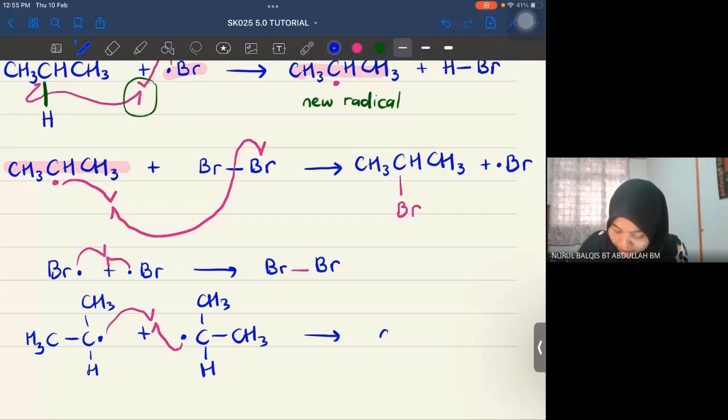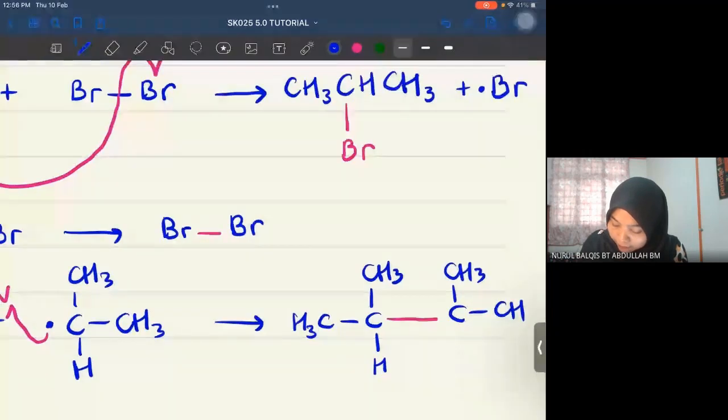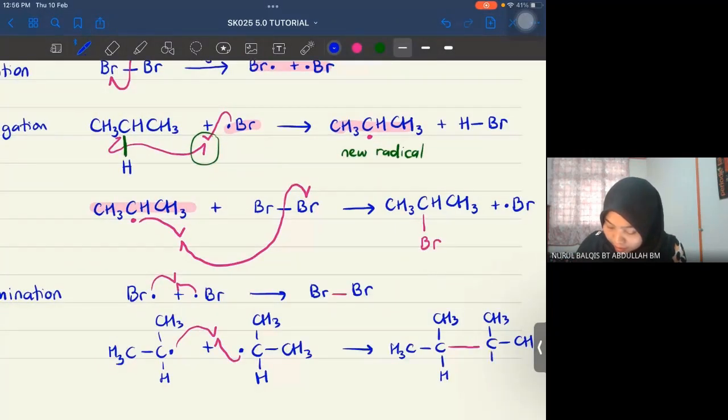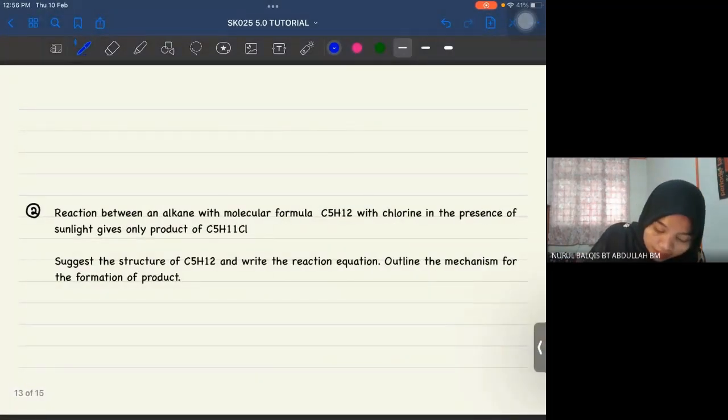So kita akan ada CH3, CH3, H. Kita akan dapat a new bond between them. Carbon, CH3, CH3 dengan H. Okay, this is the second combinations. And the final combinations kita ada CH3, CH3 dan juga H, this radical pair up facing with this Br radical.